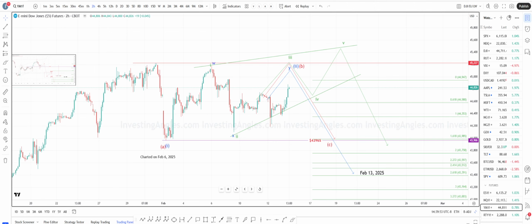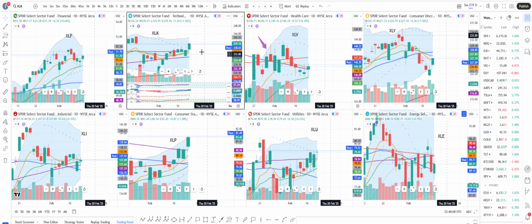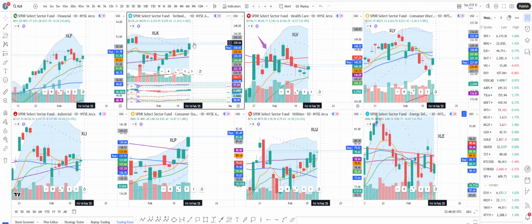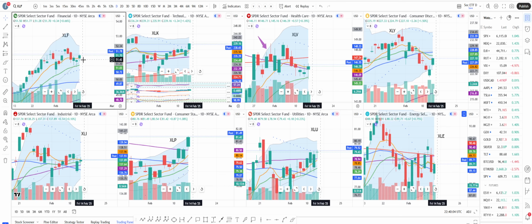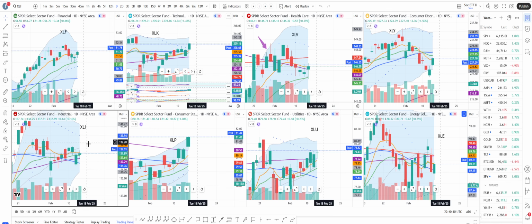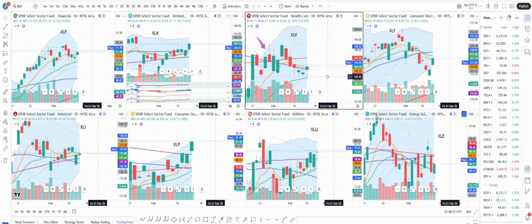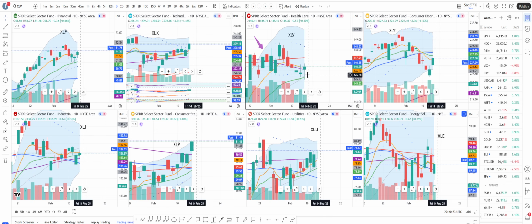And now let's have a look at the major sectors. What we are seeing here, technology is clearly bullish, with very good chances to move higher. The same for financial, it's cautiously bullish. Industrial is kind of neutral. I wouldn't say it has a very strong bullish move. Consumer staples bullish, somewhat neutral.